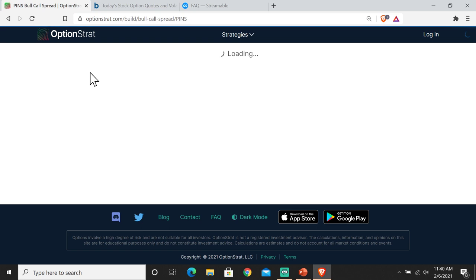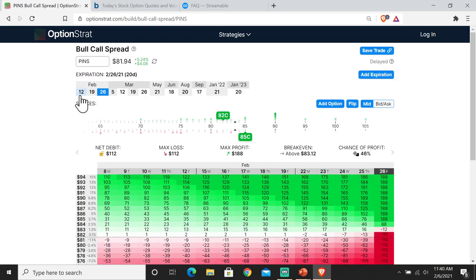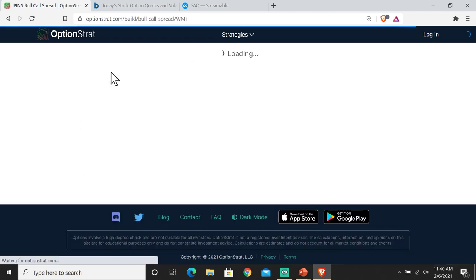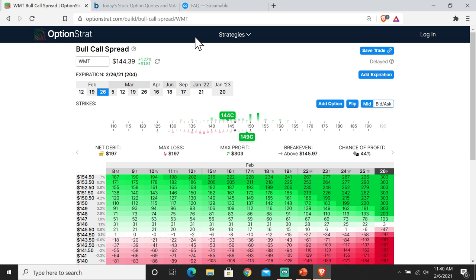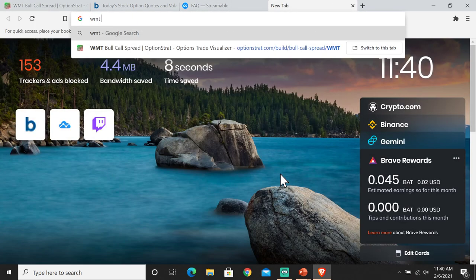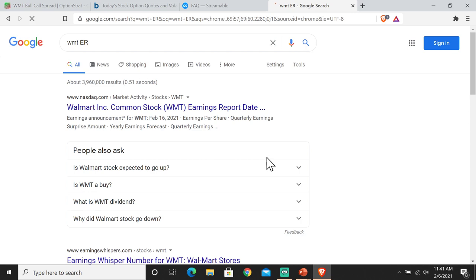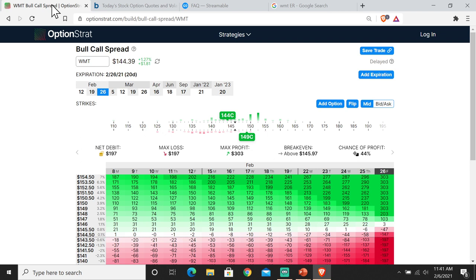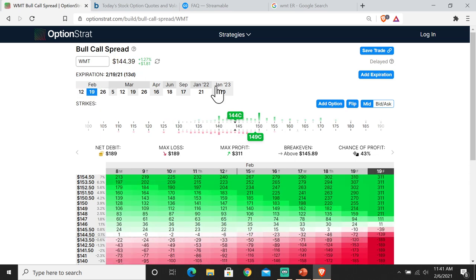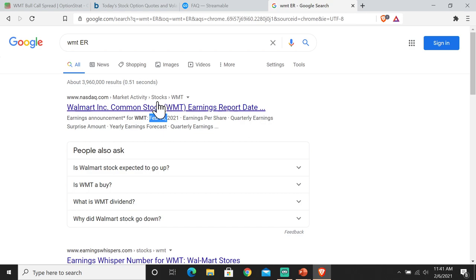I think the bad part about this calculator is I can't go back. I can't simulate past trades anymore, so I can't show you what that looked like. So let's just do Walmart instead, because I know Walmart has ER, right? When's Walmart's ER? Actually, all right. Yep, Walmart's ER is February 16th, 2021. So the closest expiration to that would be February 19th, right? Because that's the week of the ER.